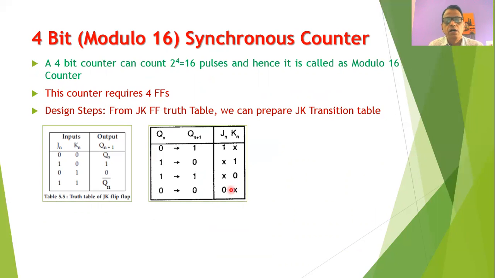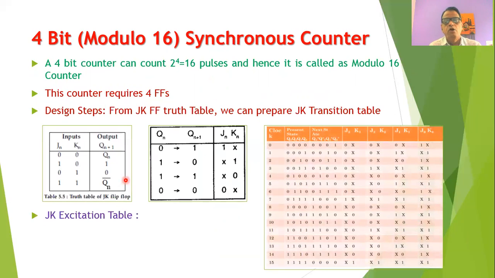And as I told you earlier, we can prepare the JK transition table by making the use of this truth table. Now, once you have prepared that, then you can easily prepare the JK excitation table. So here there are 4 flip-flops, therefore there are 16 possible states. For example, the first state is 0000, the next state is 0001. Then after the application of the first clock pulse, the present state will be 0001, the next state will be 0010. And in this way, one can easily observe that after the 15th clock pulse, the present state will be 1111 and the next state will be 0000.